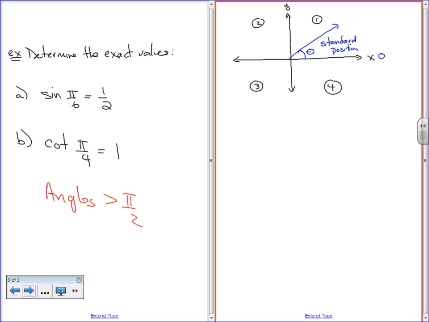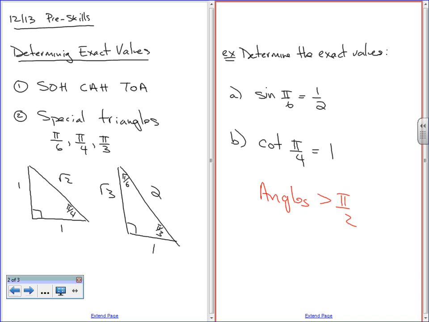As I rotate my terminal arm through the axes, that's pi over 2 radians. This would be pi radians. This here would be 3 pi over 2 radians, and then back up to 2 pi radians, and I can keep going around. Okay? So we can answer any exact values if the terminal arm is in the first quadrant, because those are angles that are less than 90 degrees, and we just read them off of our special triangles.